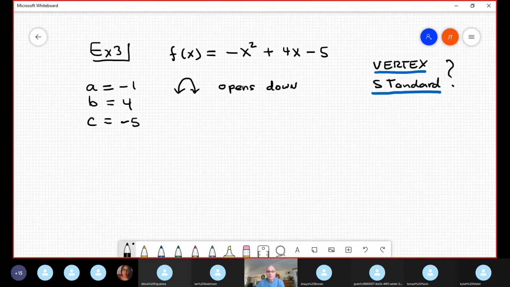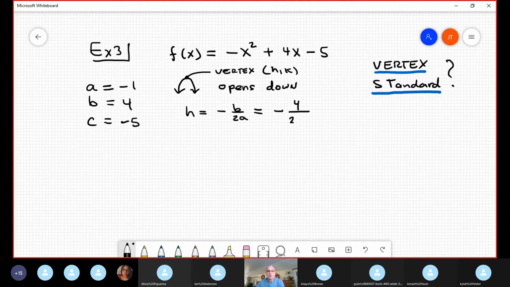Okay. Suppose I want to find immediately the vertex point. I know that normally it is called H, K. So I use the formula, H is equal to minus B over 2A. This is the most important formula today, guys. So it's minus B, B is 4, over 2 times A, A is negative 1. Ooh, be careful.